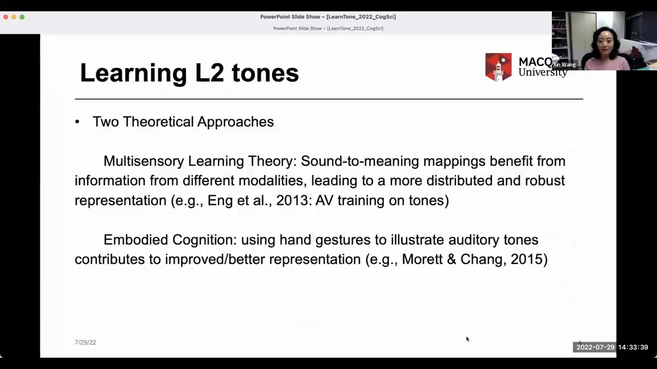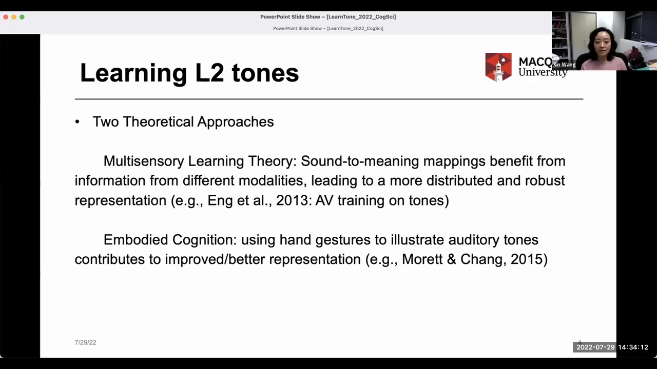So if you look at the literature on learning L2 tones, there are primarily 2 theoretical approaches. The first one is multisensory learning theory, which means that sound-to-meaning mappings benefit from information from different modalities, which leads to a more distributed and robust representation. Evidence for this is primarily coming from visual cues like facial expressions or the movement of articulators, which can support learning auditory tones.